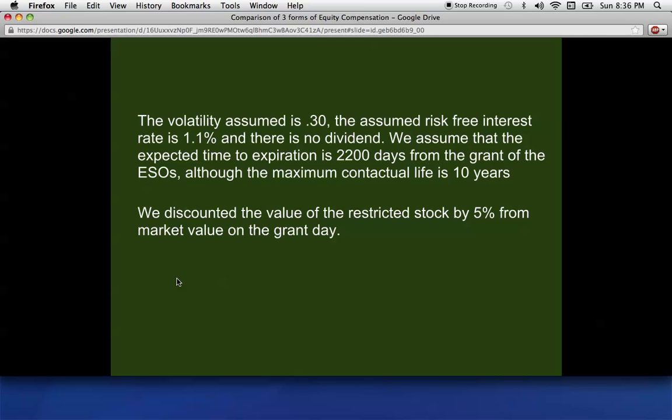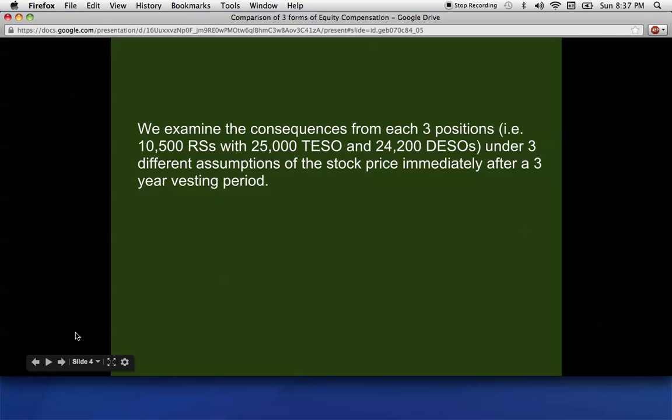So we made all of those assumptions to calculate the value of the employee stock options, and those assumptions work out to where it makes the total employee stock options and dynamic employee stock options equal to the restricted stock in value on the grant date.